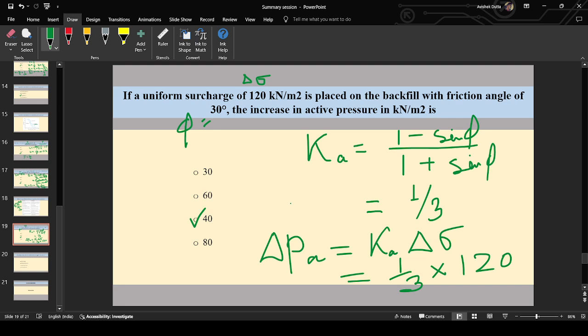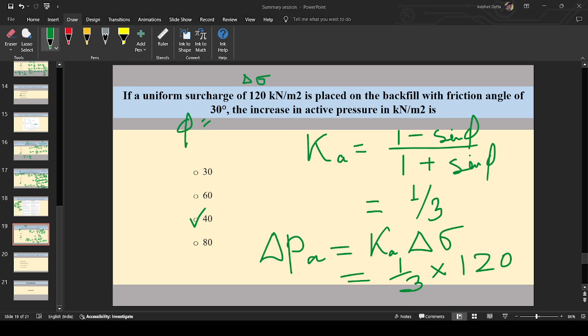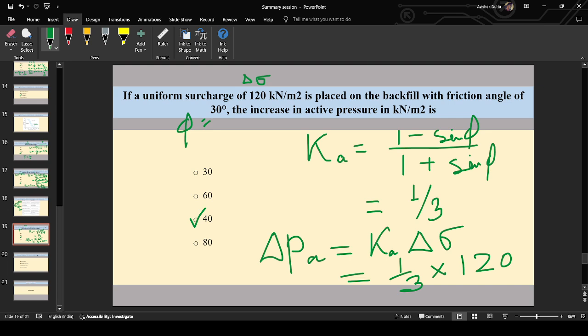So, due to a uniform surcharge of 120 kilonewton per meter square placed on the backfill, which has a friction angle of 30 degree, the increase in active pressure will be 40 kilonewton per meter square. I hope it was clear. Next question, the last question.